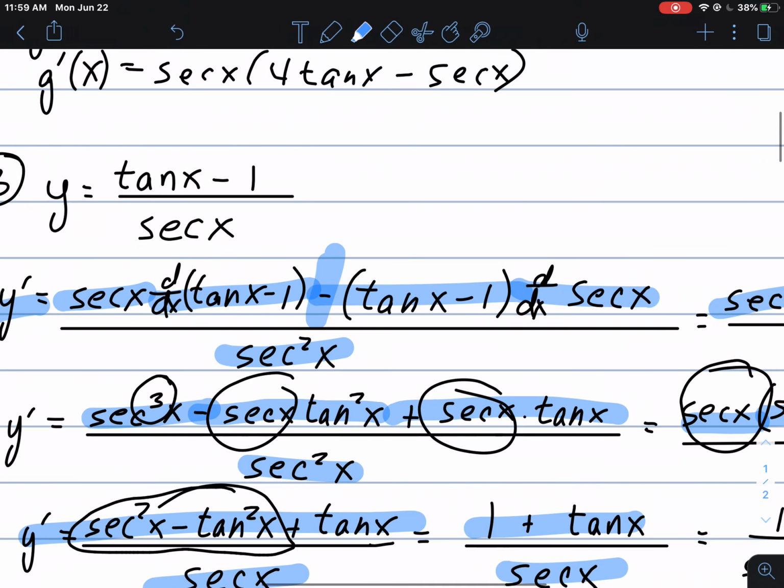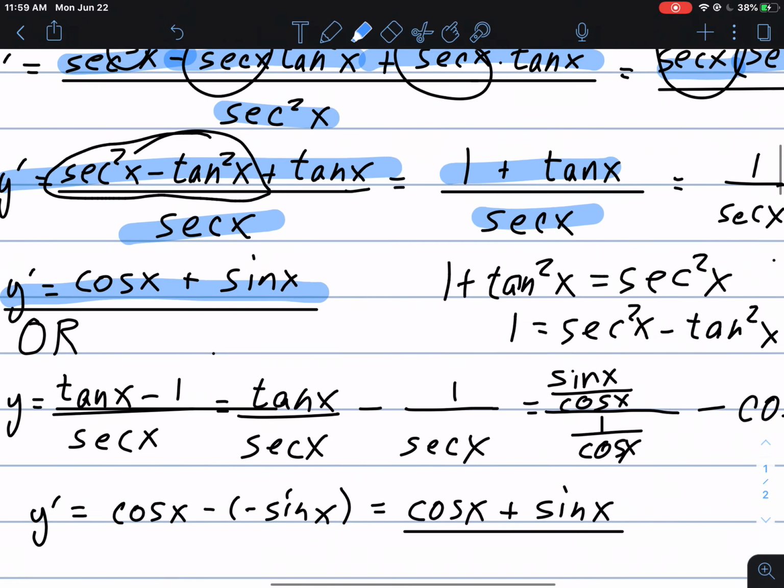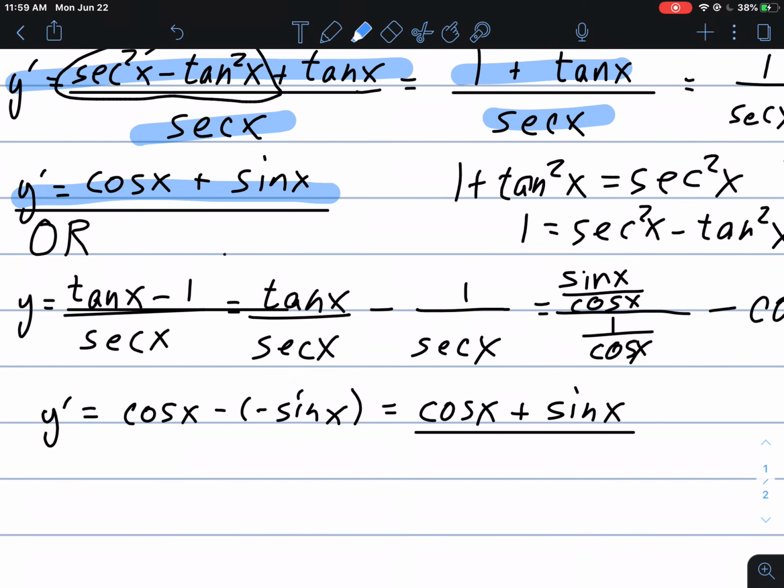That was our original function, y equals. And the first thing I did was rewrite that function. Get that out of the way. By first breaking up that fraction. Right? So I rewrote it as tan x over secant x minus 1 over secant x. Right? That same little process we keep using with the fractions. And then I simplified each.